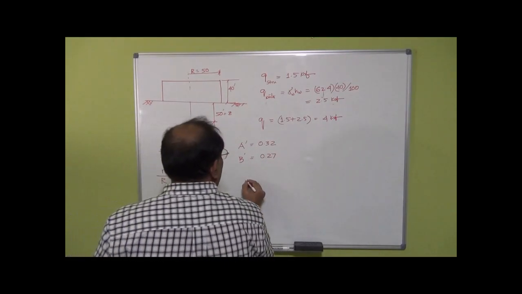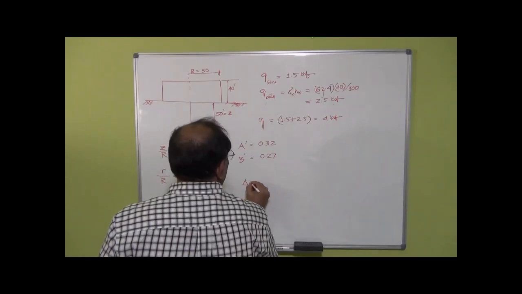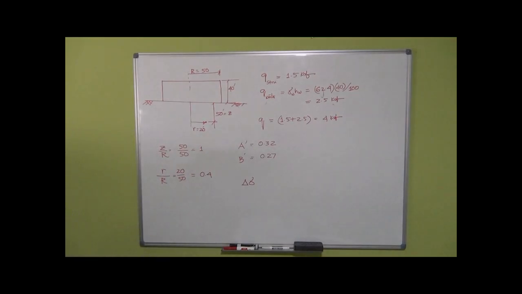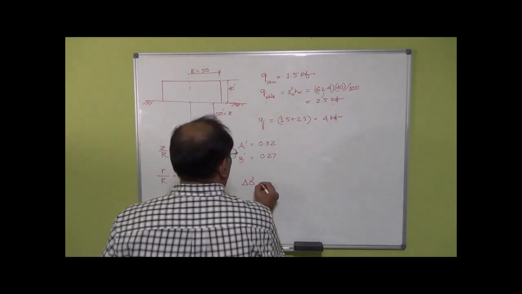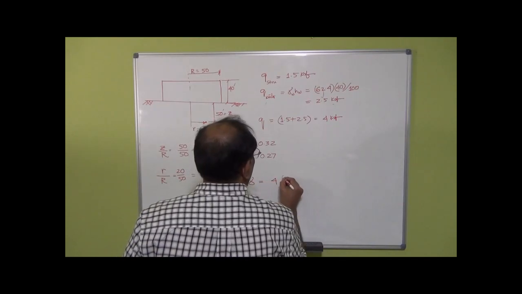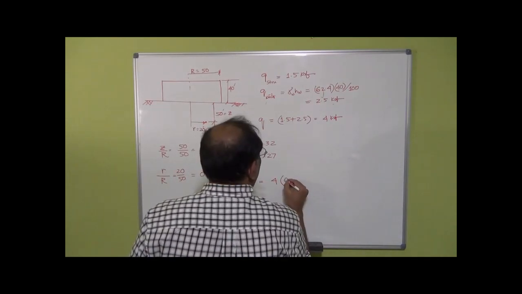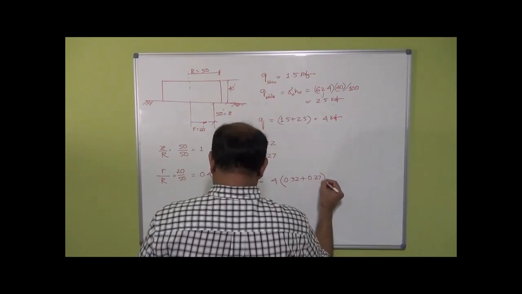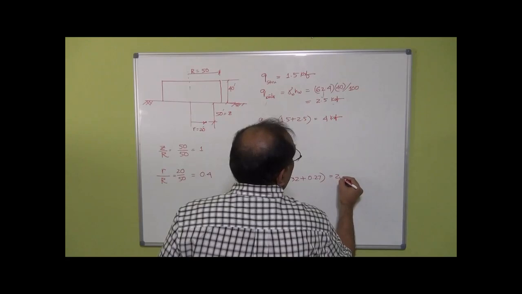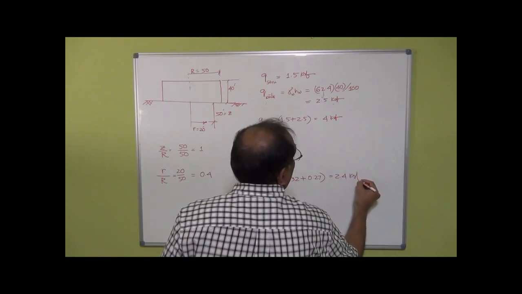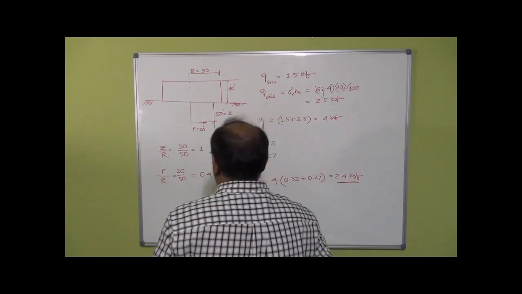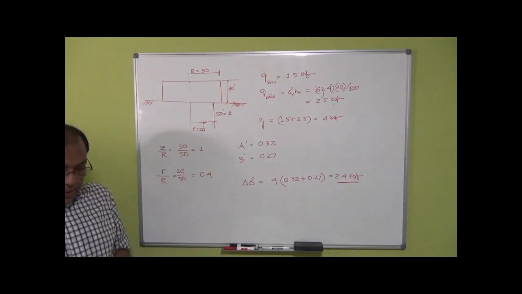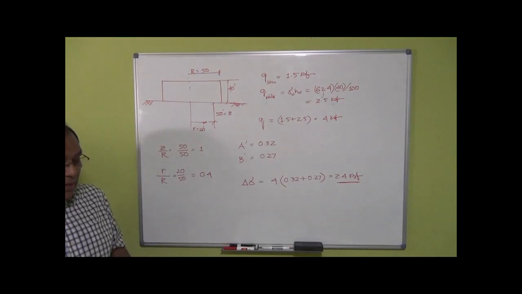So your del sigma, change in vertical stress, would be equal to 4 into 0.32 plus 0.27, which is 2.4 ksf. Okay, now let's move forward to problem number 13.